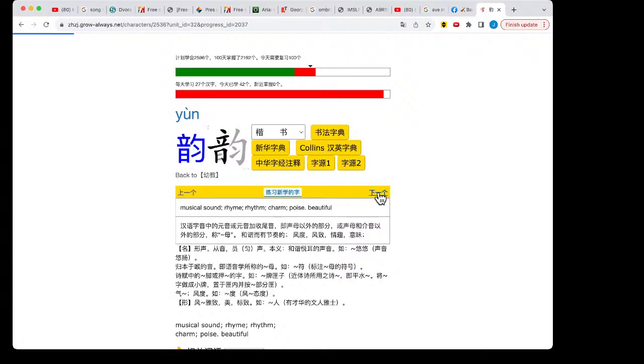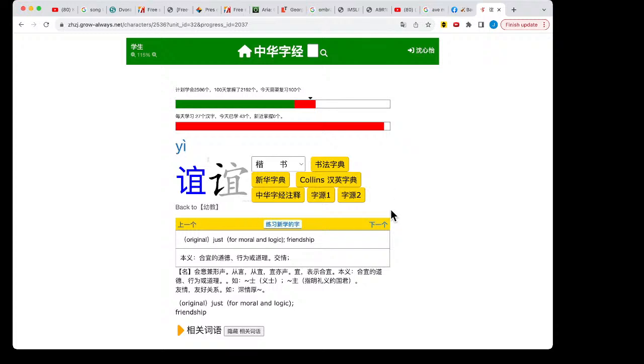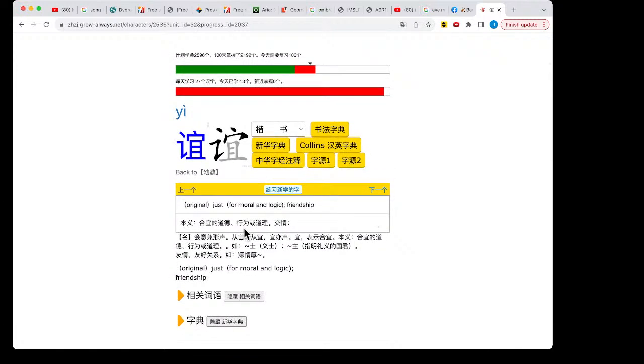Next one. 义, 有义. The original meaning of 义 is just, in the context of moral or logic. So basically your behavior or your act that is just, considering the moral standards, or simply common sense or common logic. Okay, it's called 义.